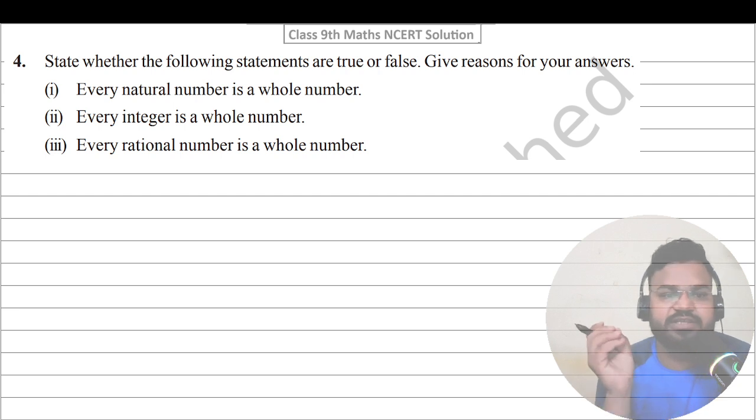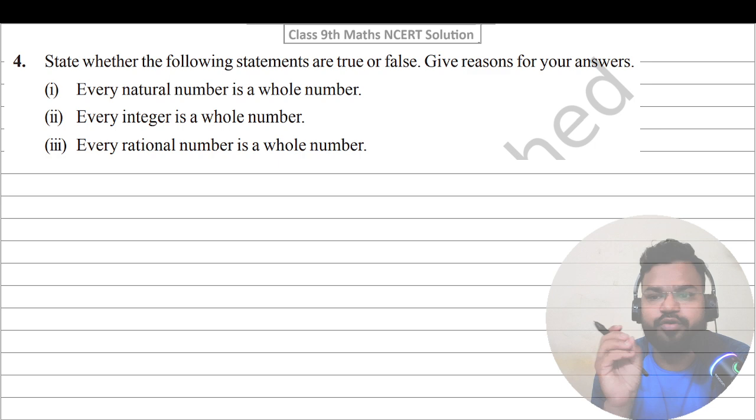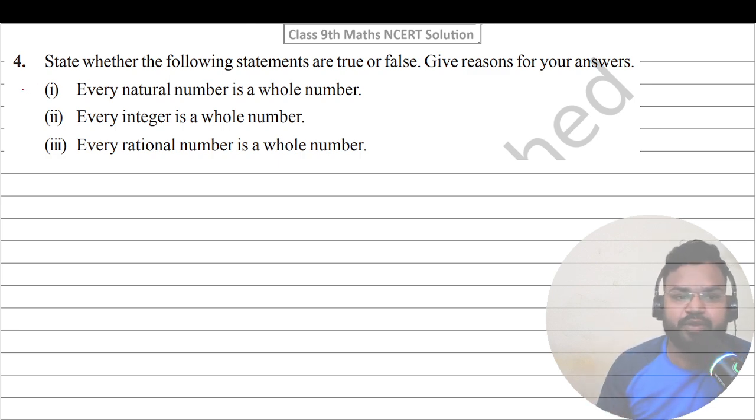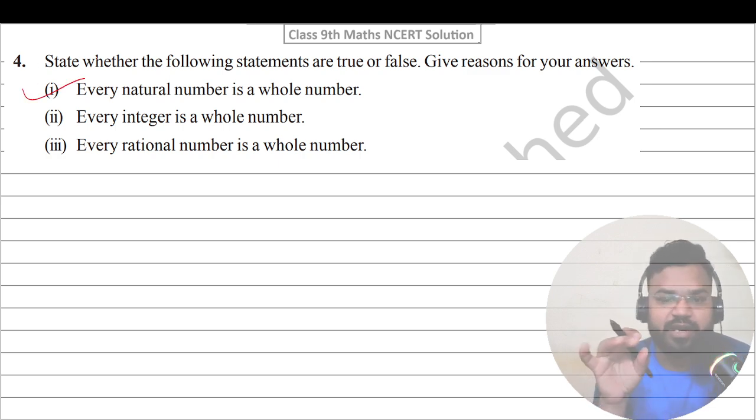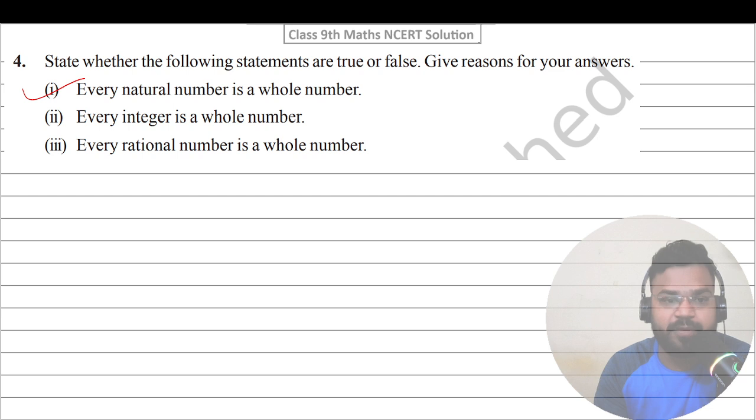Now the next is: state whether the following statements are true or false. Give reason for your answer. So already we have discussed a chart for this number system. The first part of this question is: every natural number is a whole number. So tell me, is it correct or wrong? Is it true or false? So in this case, every natural number is a whole number.